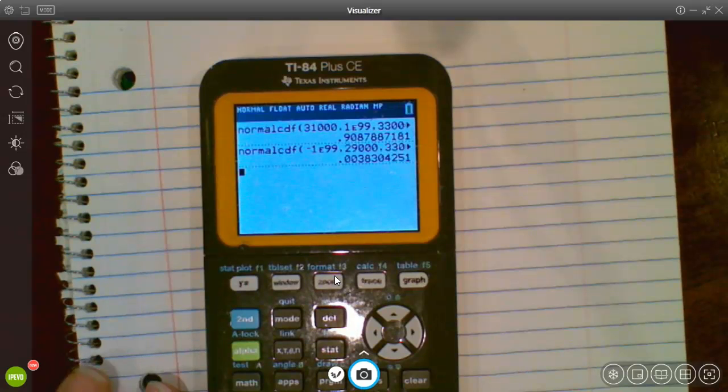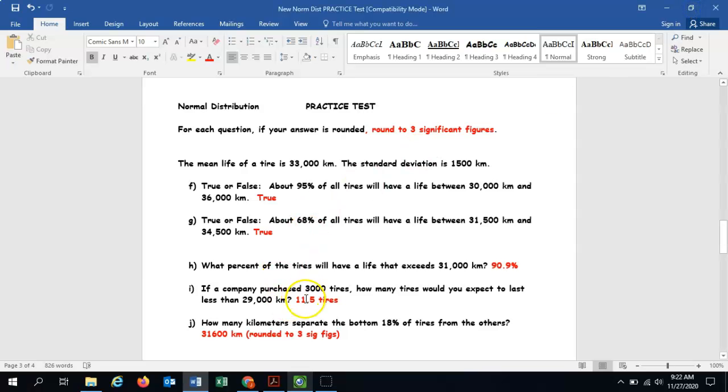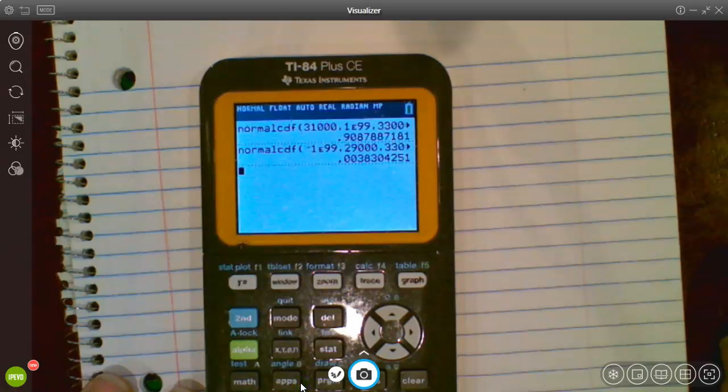So this gives me a percent, a very small percent, less than 1%. And we now have to apply that to the 3,000 tires that we are buying. So we're going to multiply that times 3,000. So I'm not even going to change that number. I'm just going to hit times 3,000. And we would round that to 11.5 if we're going to go to 3 sig figs.